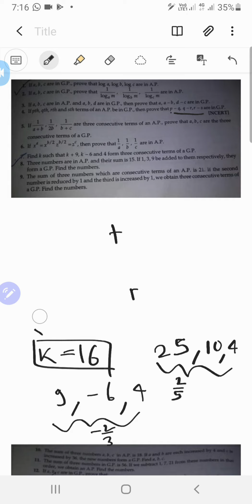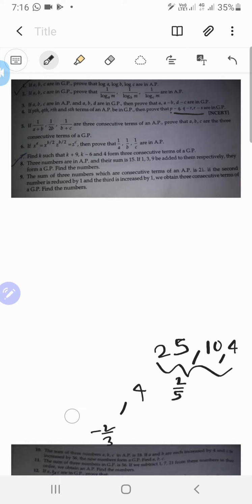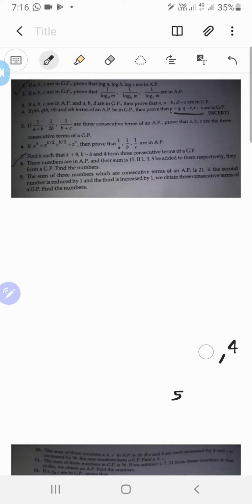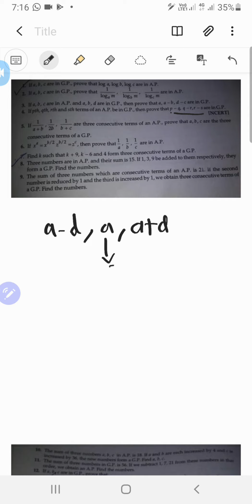Okay, cool. Let's go to the next question, which is: 3 numbers are in an AP, and their sum is 15. So suppose the 3 numbers are a minus d, a and a plus d, then the middle term is obviously going to be 15 upon 3, which is 5. So we will just get 5 minus d, 5, and 5 plus d as the 3 numbers.